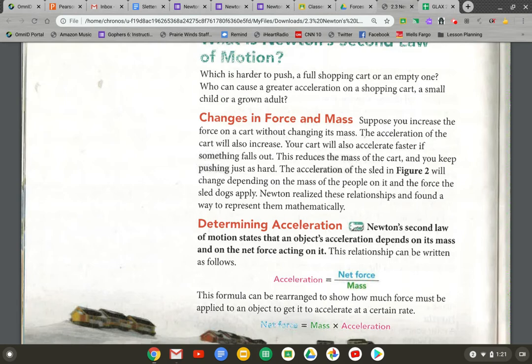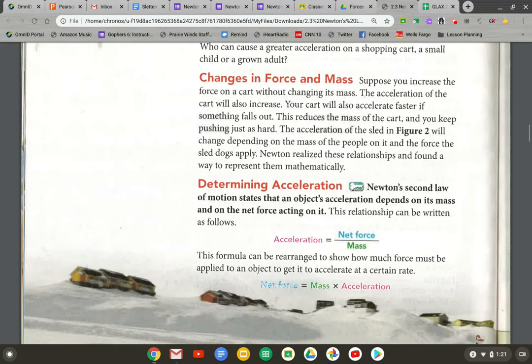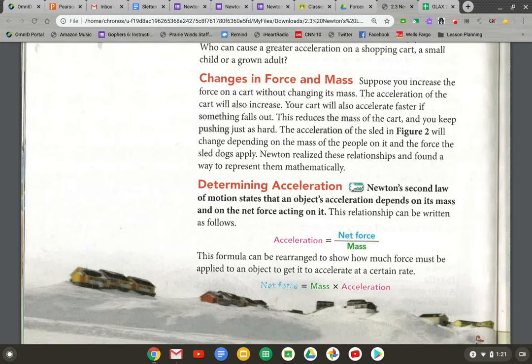So the acceleration of the sled that's pictured on the bottom here in figure 2 will change depending on the mass of the people on it and the force the sled dogs apply. Newton realized these relationships and found a way to represent them mathematically. So as we get into the next paragraph, determining acceleration, here's the key concept with Newton's second law.